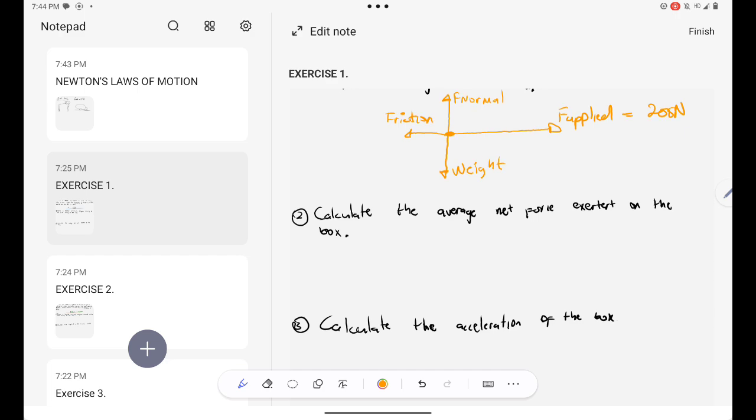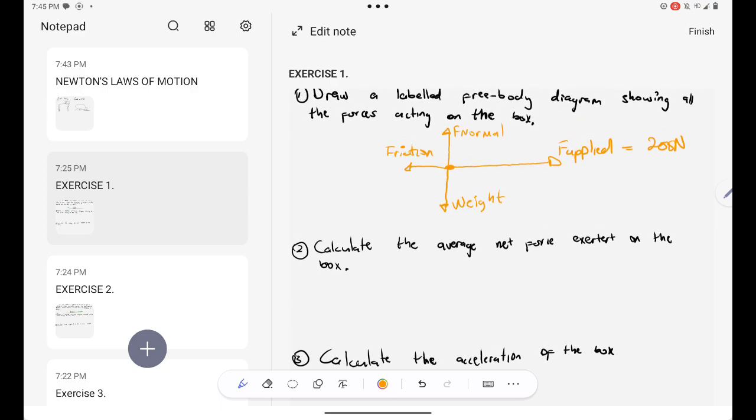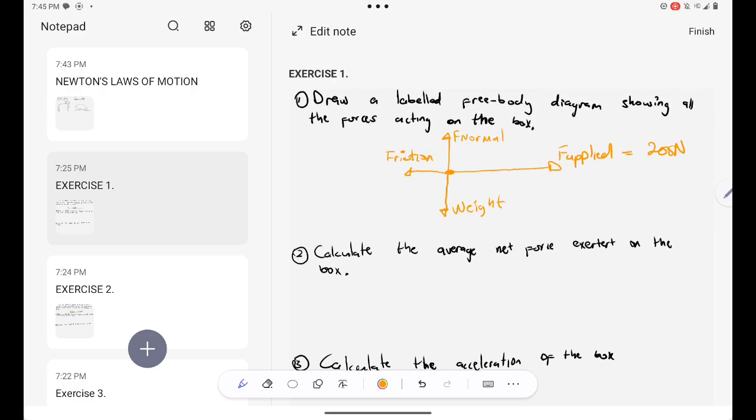Okay. And then now they want us to calculate the average net force exerted on the box. Please note that, guys, our box is being pushed towards the right, and it will only accelerate horizontally. So since there is no vertical acceleration, it simply means that the vertical forces are at equilibrium. Are you together? Being at equilibrium simply means that they are both equal to one another. Hence, they will cancel one another and there will be no vertical acceleration. So the only acceleration that will take place here will be the horizontal acceleration.